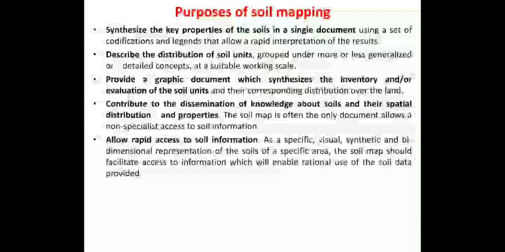The second purpose of soil mapping is to describe the distribution of soil units. Soil units are the parts which are more or less generalized or suitable for different scale levels. That is, as we saw earlier, 1 is to 2 lakh 50,000, 1 is to 50,000, 1 is to 4,000, or 1 is to 8,000. These different map scales are used for the distribution of the lands or evaluation of the lands at district level or national levels, as well as for special purposes, where we can easily describe the different types of soils or soil units with the help of soil mapping.